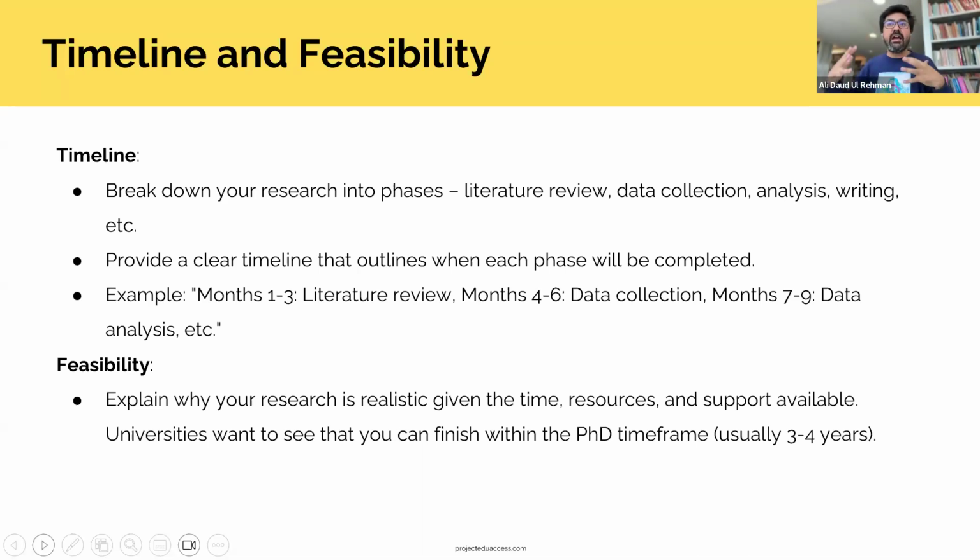So you need to explain and justify that you will be able to produce a dissertation out of your research within 3 years' time, or within 4 years. And if you're applying to US universities, ideally 5 or 6 years. And then feasibility: explain why your research is realistic given the time, resources, and support available.